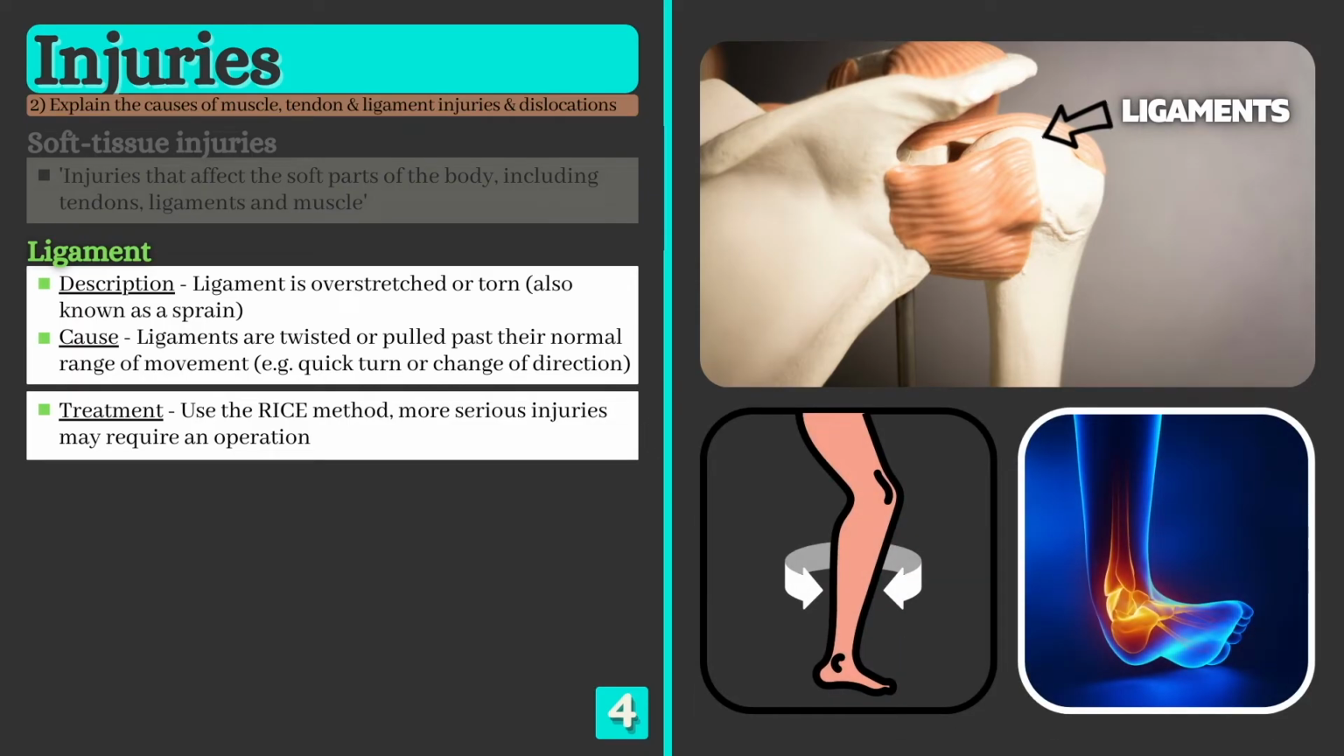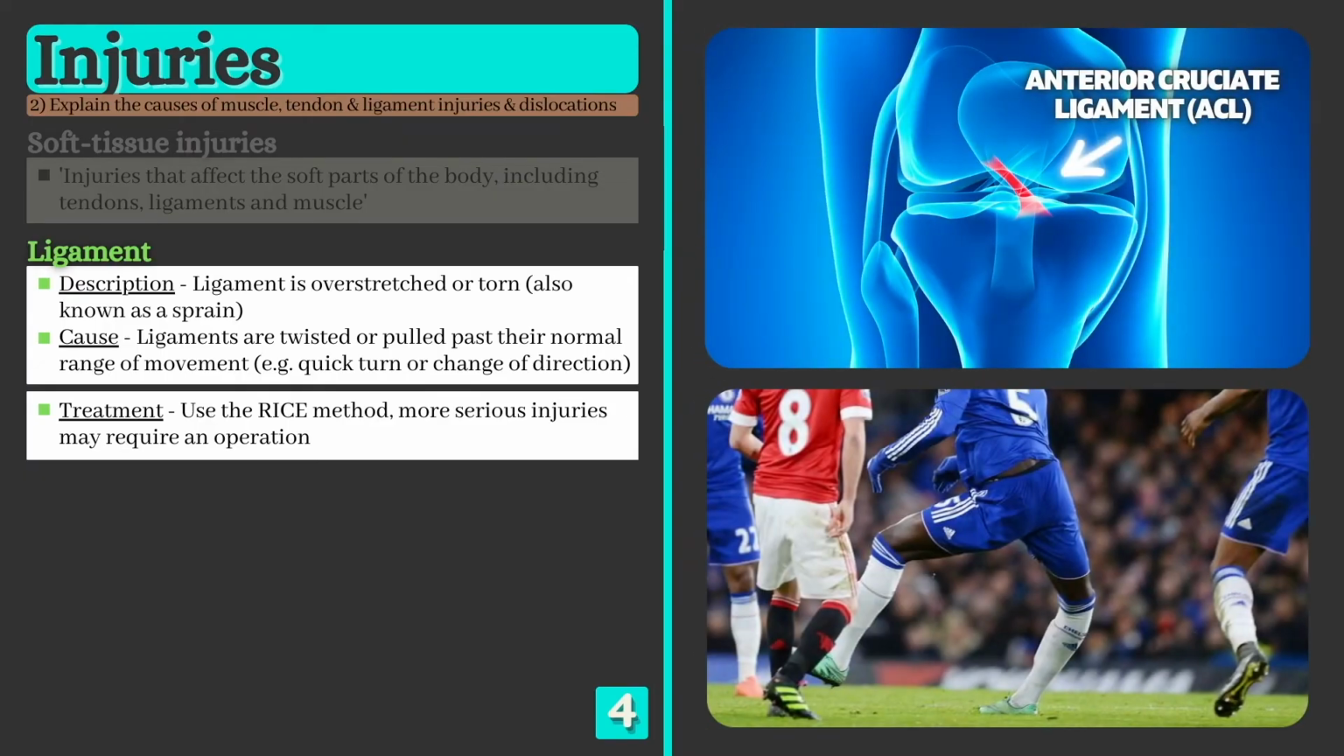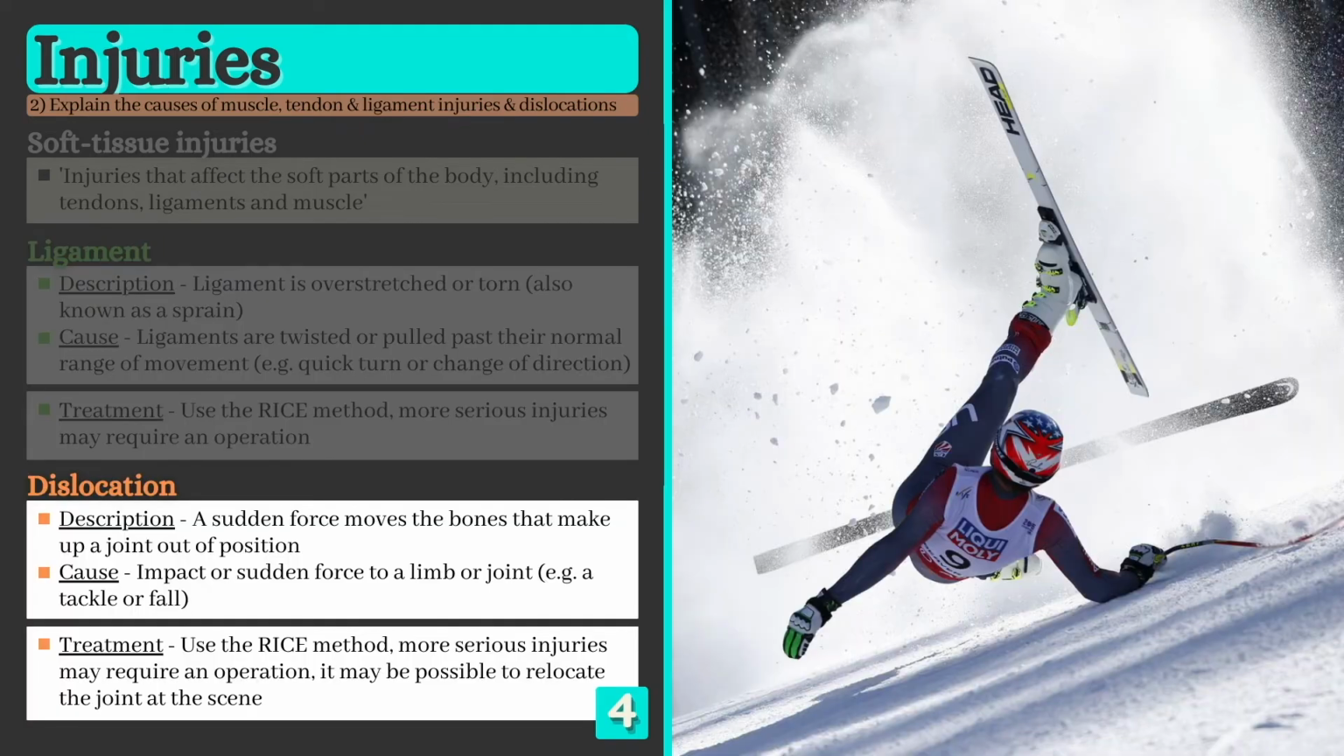An anterior cruciate ligament, or ACL strain, is a serious knee injury that occurs in team games like football when players turn or change direction quickly. Finally, a dislocation is caused by a sudden force such as a rugby tackle or fall in skiing that forces a joint out of position.